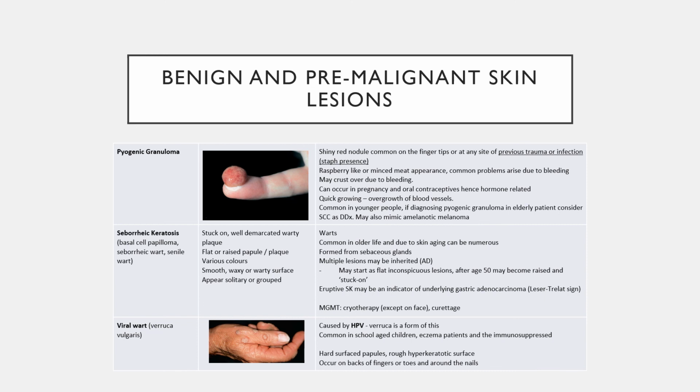Usually you just cryotherapy these. They're not too worrying. They can be associated, this is quite rare, but obviously with gastric adenocarcinoma. And then viral warts, these are usually caused by HPV. A verruca is a form of this, so you can get verrucas on your feet usually, and warts anywhere. Tends to be in school-age children or immunocompromised. That's just an image of the seborrheic keratoses that I was saying is stuck on.